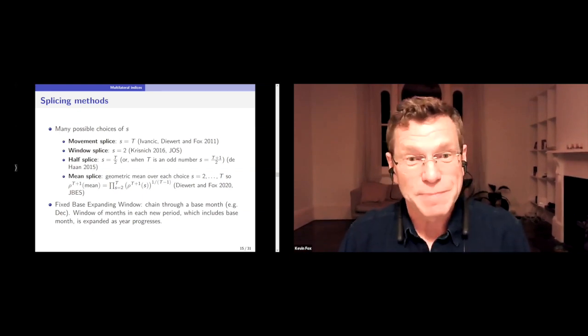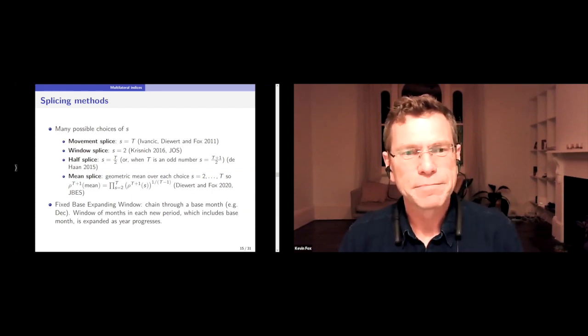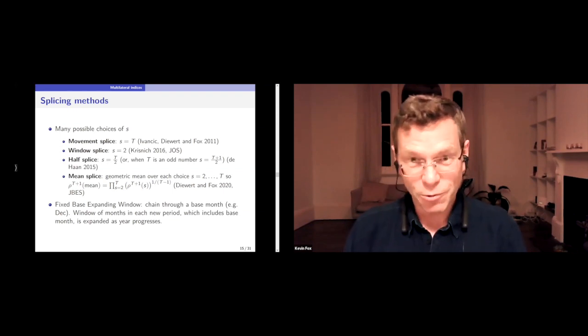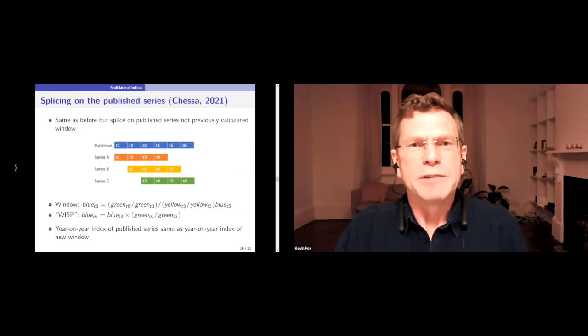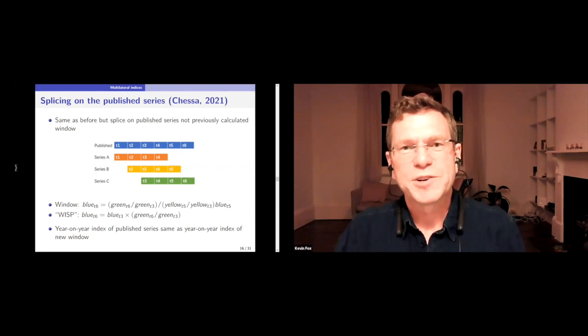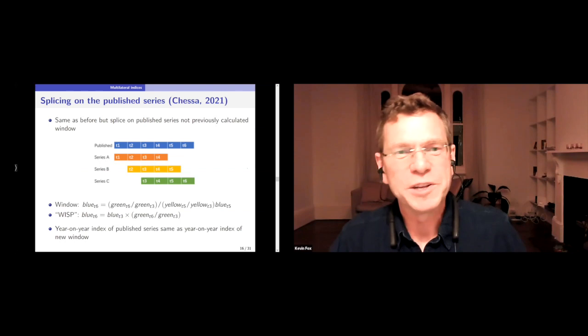There's also a fixed base expanding window. You chain through a base month, so your window actually grows. And I must confess, I'm not sure why you'd want to do that unless you're required to by some legislation, but that's also a method which has been suggested. Recently, Keza has proposed this method of splicing on the published series, so I thought I'd take a minute to discuss this type of approach. So it's the same as before, but you splice on the published series, not the previously calculated window.